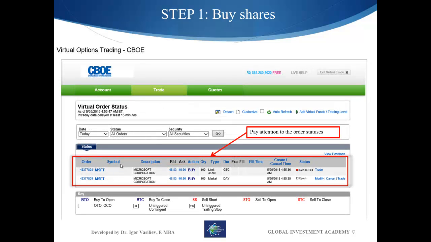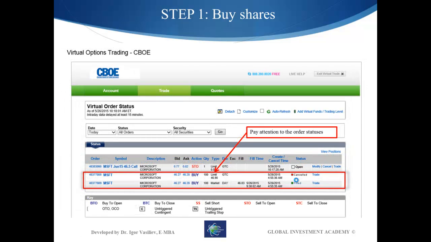Then we check the order status. Because the market is closed right now, that's what we can see. If you're placing the order before the market opens, you will see that the first order is cancelled. Our first order was to buy Microsoft at limit. It was cancelled, and the second order to buy at market is still open. It will be filled as soon as the market opens. And that's what we see after the market is open: straight away the order got filled and we bought shares at market prices.